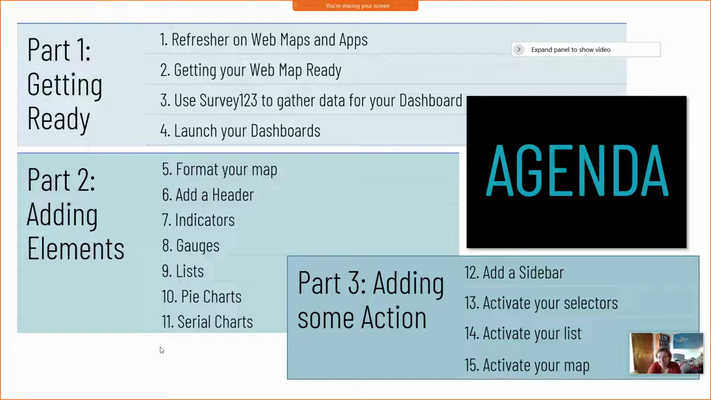So the second part, we're going to add elements to our dashboard. So when we start it up, there will already be a map on there, but we'll go ahead and add the header. We'll throw on some indicators, gauges, lists, pie charts, serial charts. And then the last part is to add the action in there. So we'll add a sidebar, which is really a place where we can add our selectors, which those terms will make hopefully a lot more sense at the end of this training.